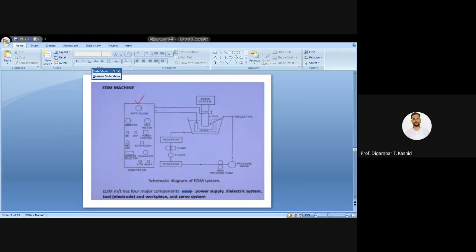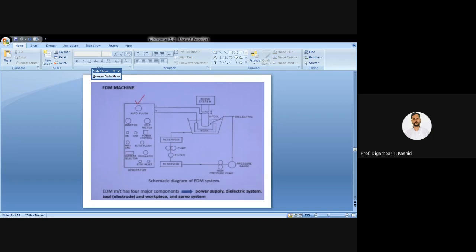Here I have mentioned some examples. Commonly used dielectric fluids are transformer oil, paraffin oil, kerosene, lubricating oil, or deionized water. Deionized water has certain advantages: it gives a high metal removal rate and acts as a more effective cooling medium. But it has a certain limitation also, which is a high tool wear rate, and we don't want a high tool wear rate. Because of this, you cannot use deionized water everywhere.